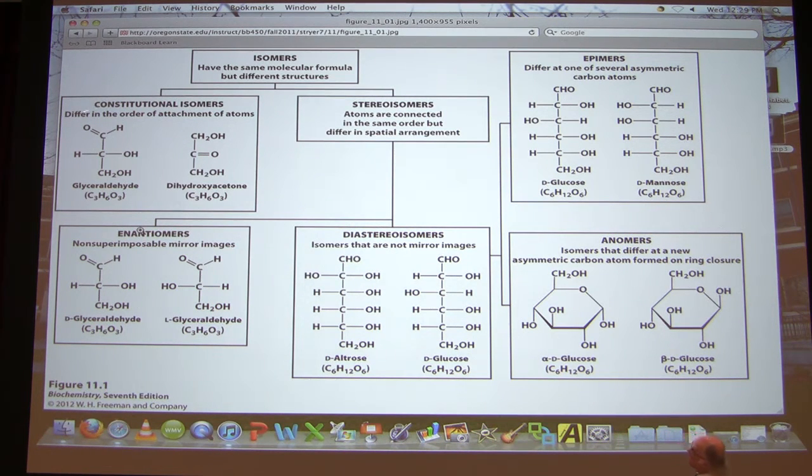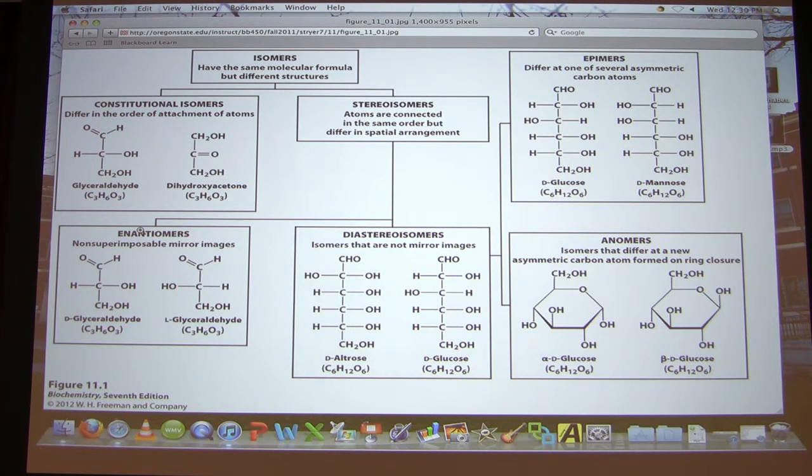Now, I don't even use this term constitutional isomers. I don't like that term, so we're not even going to hold you responsible for that. What is a stereoisomer? Stereoisomers are molecules that have the same general structure. That is, they're both C6H12O6. They're both aldoses, but they're not mirror images. This guy is not a mirror image of this one. They are stereoisomers of each other.